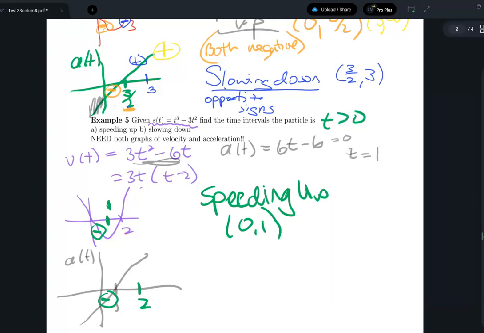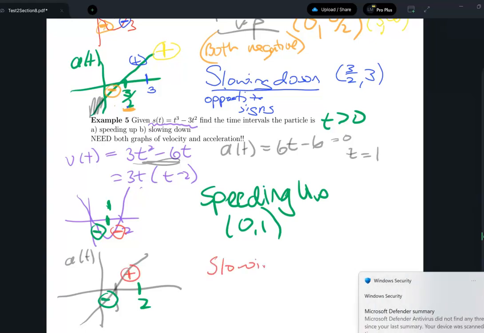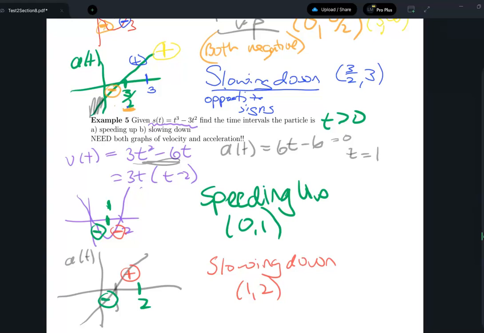And then if I look again, let me get a different color here, red. Between 1 and 2, it's below the x-axis. Oh, it's above the x-axis. So that must mean it's slowing down between 1 and 2. And then if I continue on looking after 2, it's positive. After 2, it's positive. So from 2 to infinity, it's speeding up.